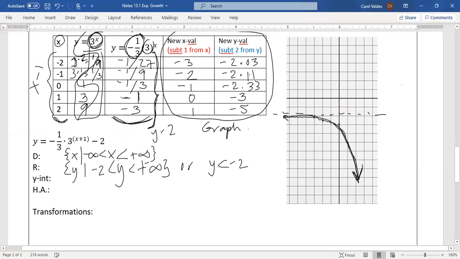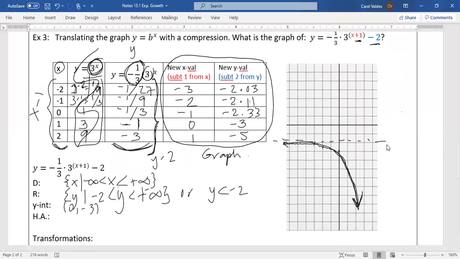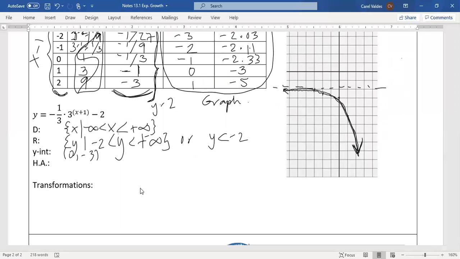Because it goes down. For your y-intercept, we have it here from the table: (0, -3). We really don't need to figure that out. It's already on the table. When x is 0, y is -3. And for your horizontal asymptote, it'll be the line that the graph gets closer and closer to, or approaches, but doesn't cross. So it's always your k value. If you look at your original function, that was -2, that is your horizontal asymptote. So it's y equals -2.